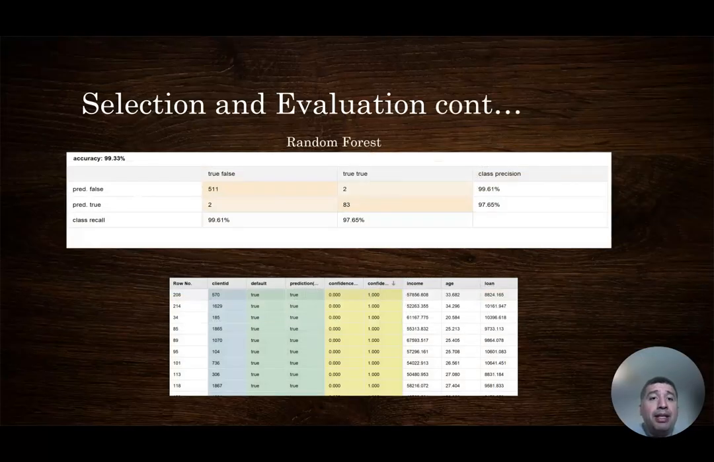So again, to break this apart, looking at this, we have the 99.33% accuracy for random tree, and we had 85 that were true. They predicted 83 correctly and only missed 2. So that's 97.65%, great accuracy. This is the model that we would use.